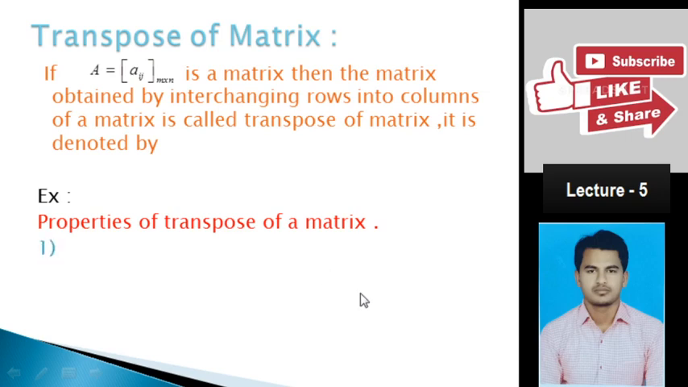Properties of transpose of a matrix. The first property, A transpose of whole transpose is equal to A. Let me take one example. Take A is equal to -1 3 2 1 0 5. Okay, so what is the A transpose?